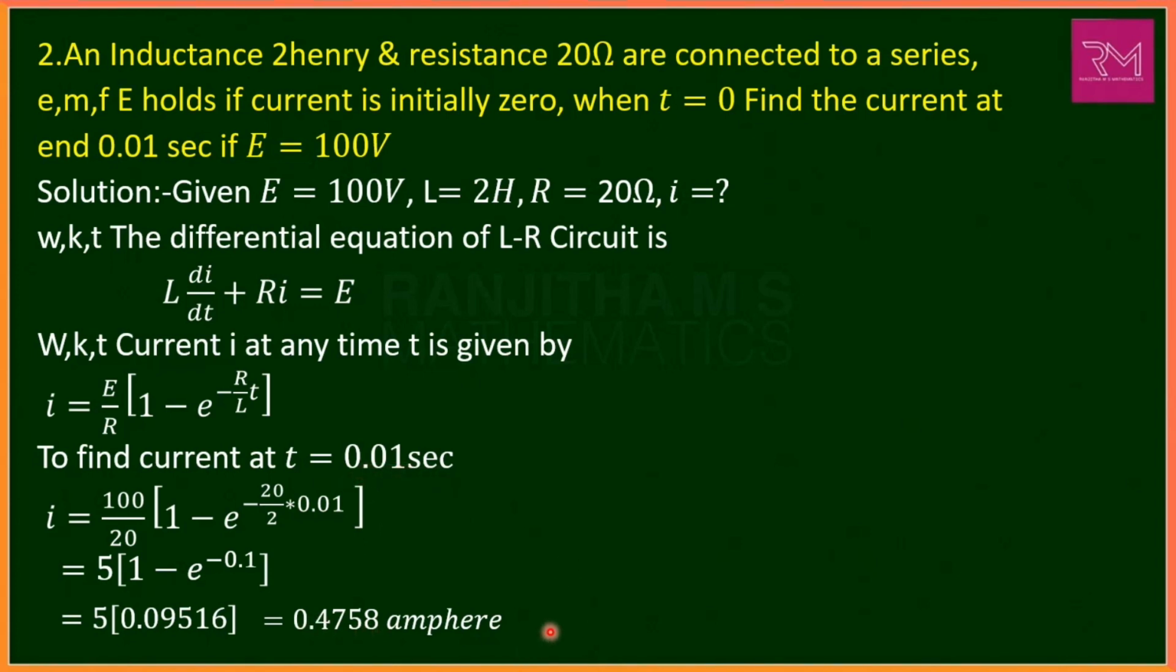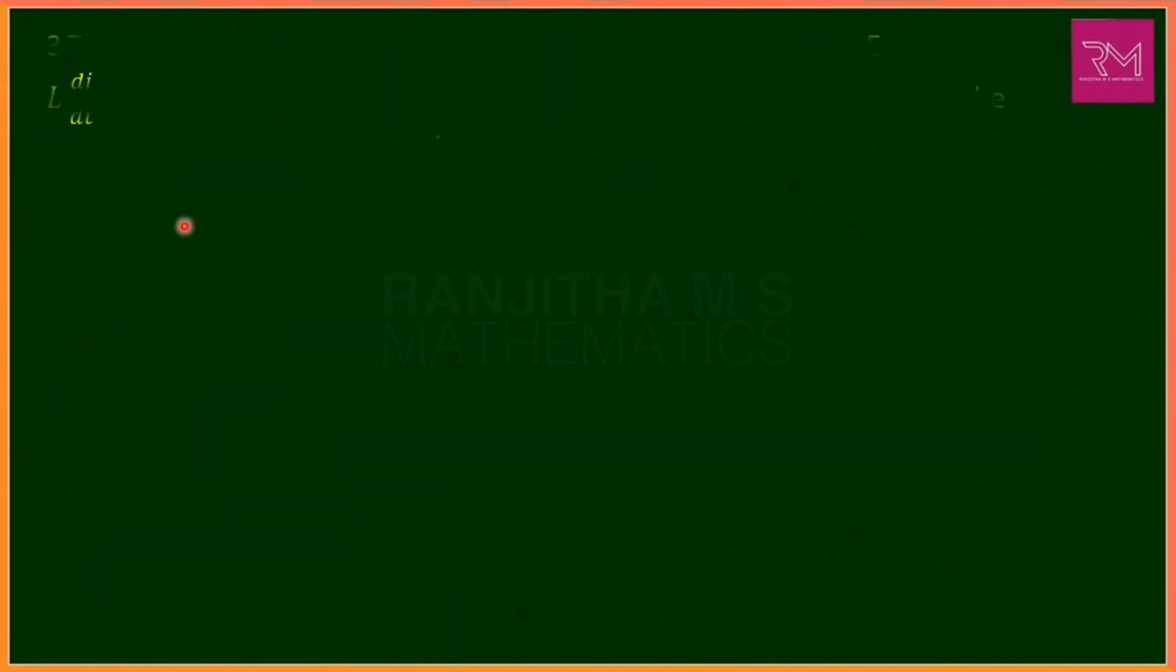This completes the problem. This is a very easy problem. Here we have to remember the formula of current I at any time t as I is equal to E by R into 1 minus exponential power of minus R by L into t. We shall move on to another problem.